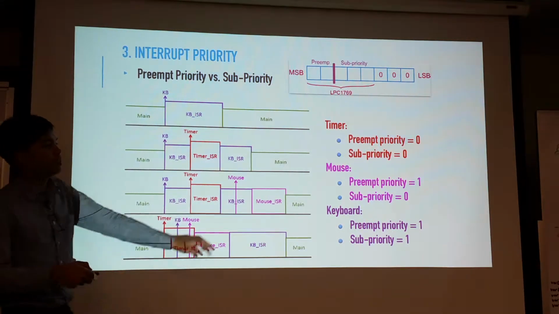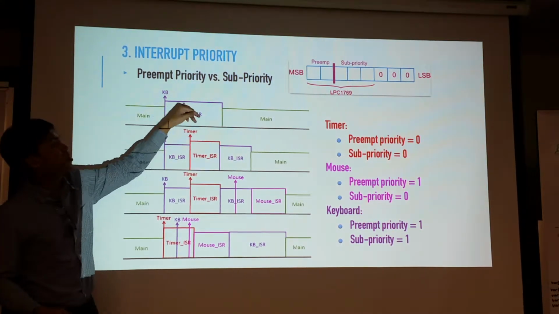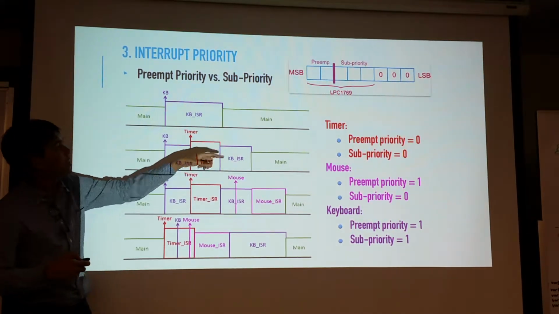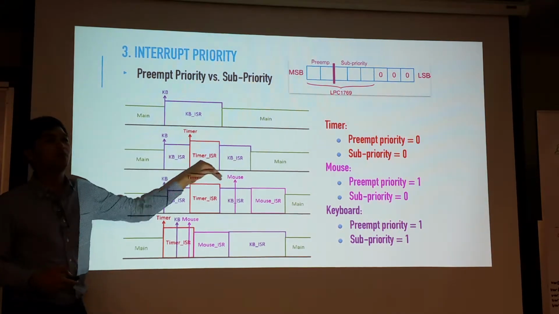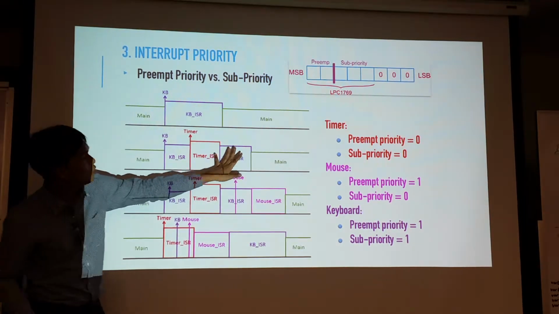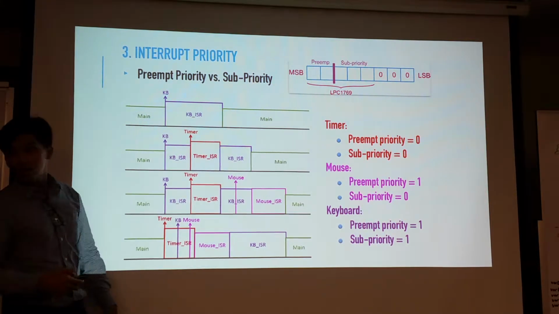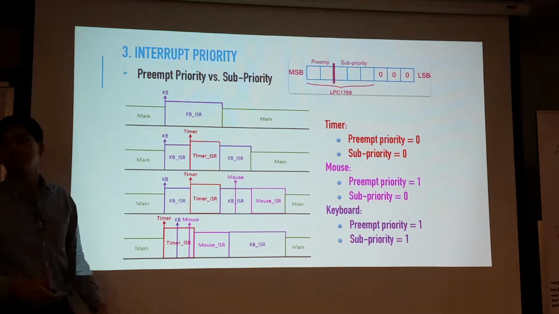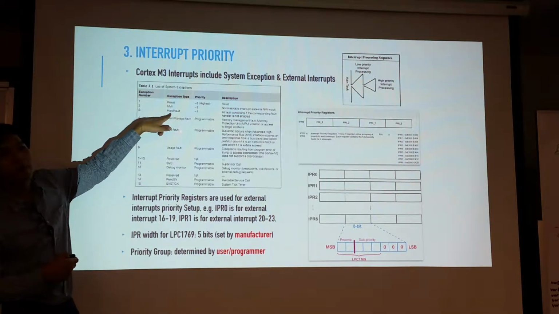So if I press the keyboard in the main function, this will trigger the interrupt. But if the timer's priority is higher, it will trigger in between them. It will override. After the timer has finished, it will proceed back to the keyboard. So the lower the number, the higher the priority. The lowest is the highest.